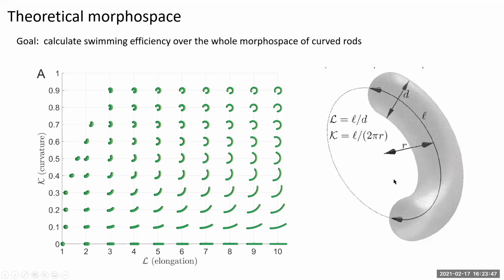All of the work I'm going to show now is over this morpho space of curved rods, going along the x-axis being straight and increasingly slender, and up the y being more and more like a donut. And of course, there's some missing space in the upper left because you start to self-intersect over there.